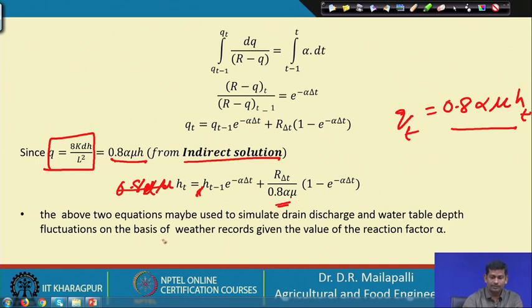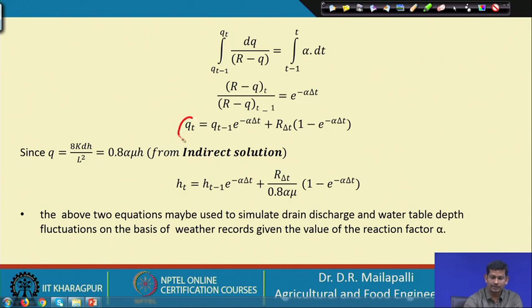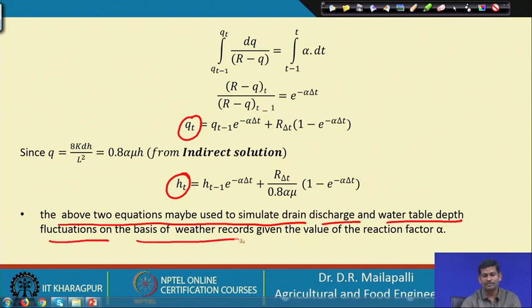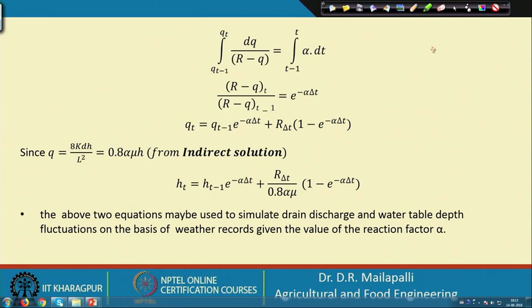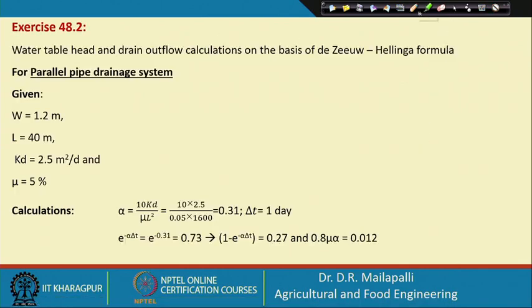So, not only the discharge, but h t, the water table position at a particular time, can also be estimated. The above two equations may be used to simulate drain discharge and water table depth fluctuations on the basis of weather records, given the value of the reaction factor alpha. So, based on alpha you can estimate Q t as well as h t. Here is an example exercise: water table head and drain outflow calculations on the basis of the Dewey-Helling formula.